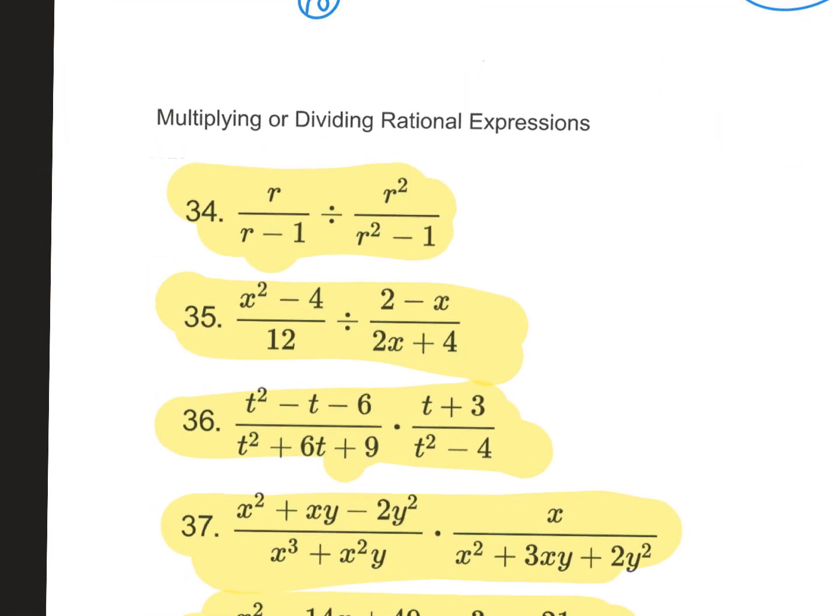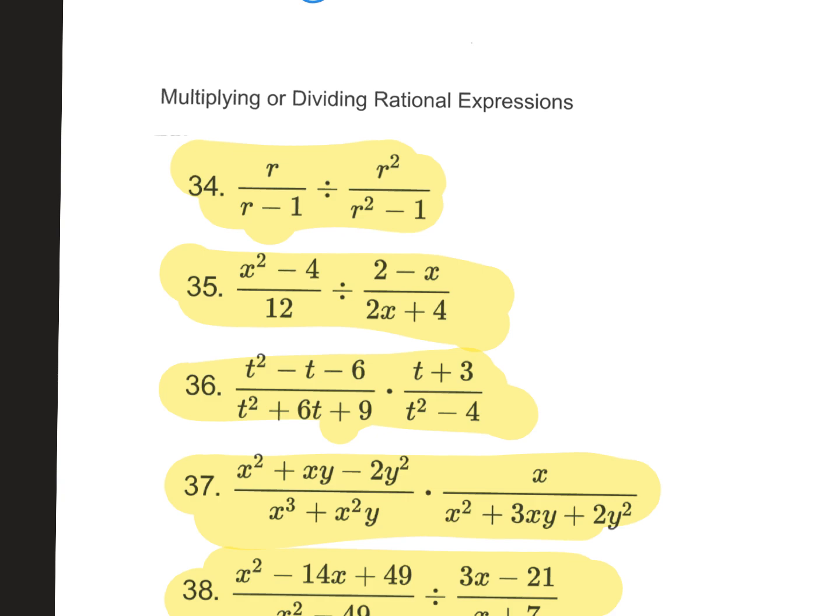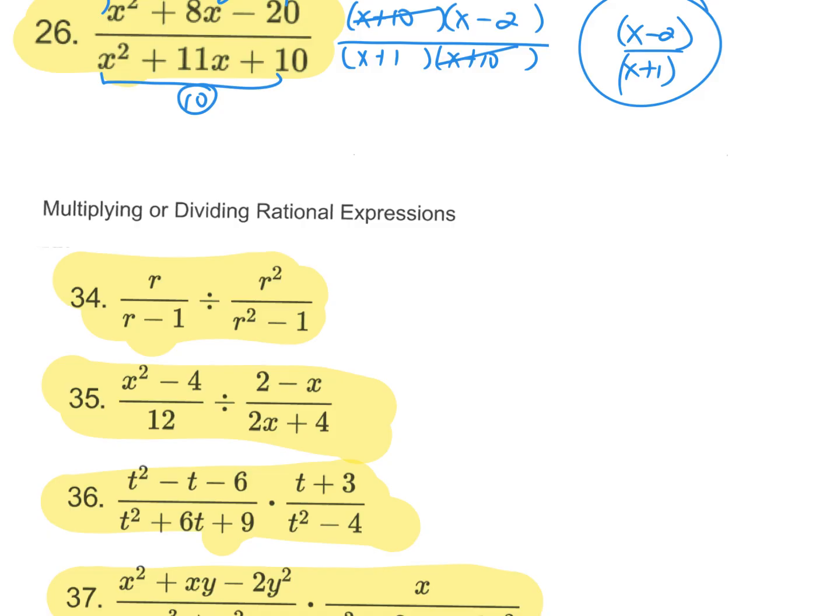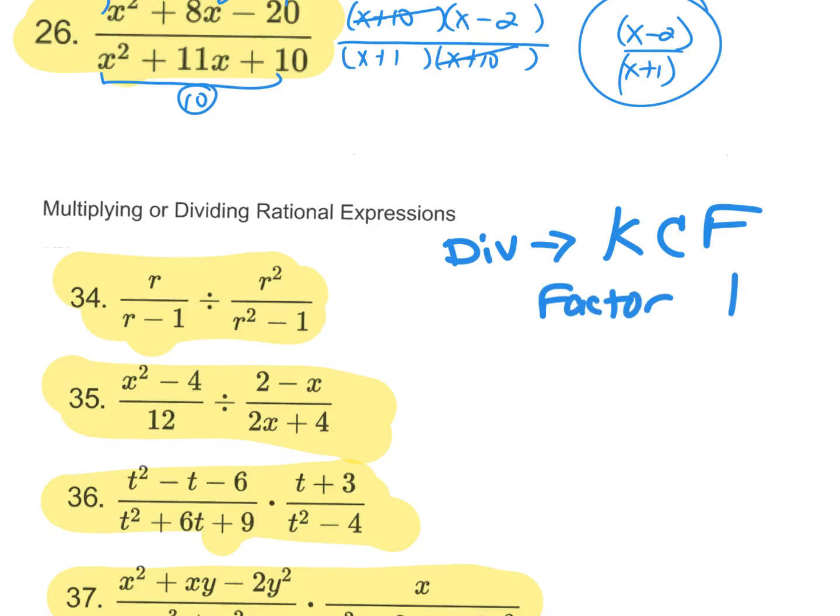All right, you're going to have the next section. It's all going to be jumbled, but if it says to multiply or divide, guys, first of all, it's multiplication. We just factor everything. With division, when you start off with a division problem, what do you have to do first? You have to keep, change, flip. Once you have your division, you keep, change, flip, or if it's multiplication to start off with, you just factor everything first. You just factor, and then cancel out what they have in common.